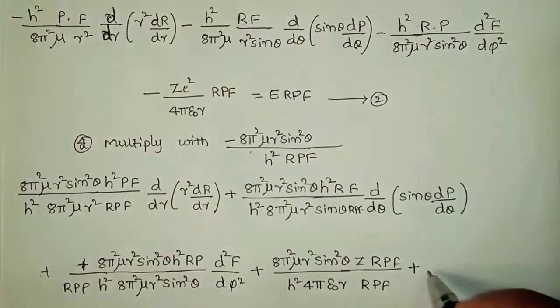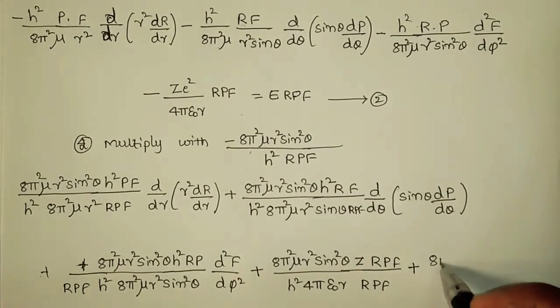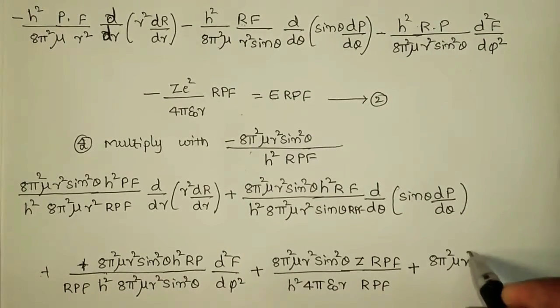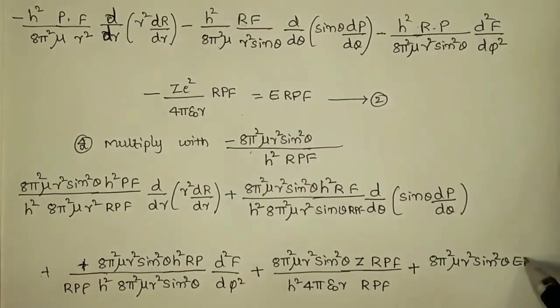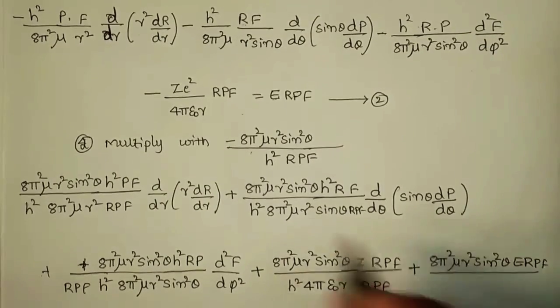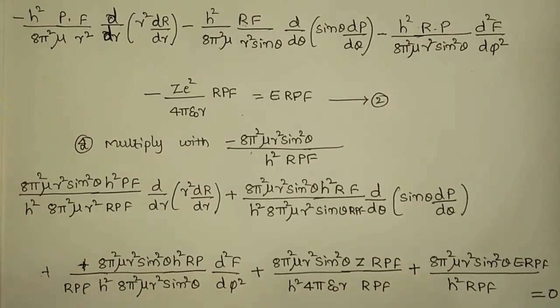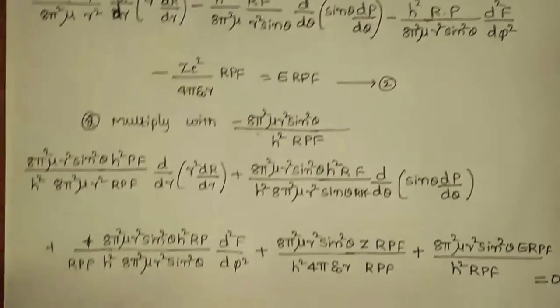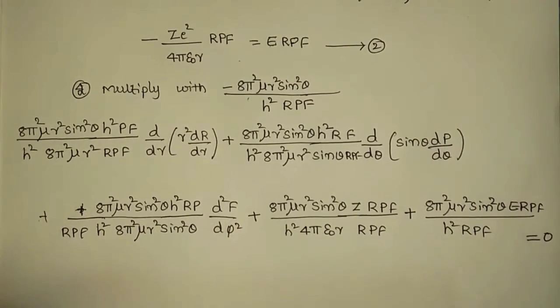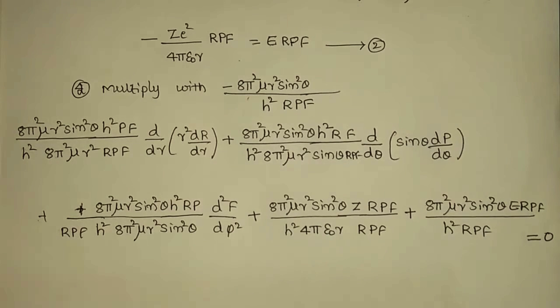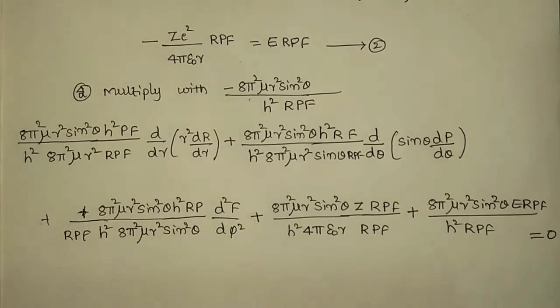So we have 8 pi square mu r square sine square theta e rpf whole divided by h square rpf, and that's whole and solely equals to 0. This is the overall substitution. And now we should simplify this by doing the cancellations. Give careful observation for the cancellations of the parts.